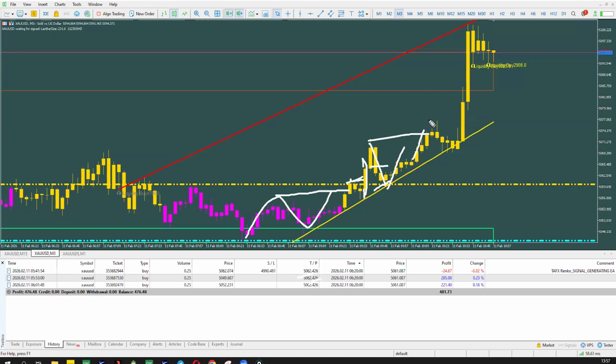And as you can see here, then there was a good rejection, but this one we don't advise to enter because of this long wick. And here you can see we don't have a wick, so this one is very risky. We cannot enter that market.